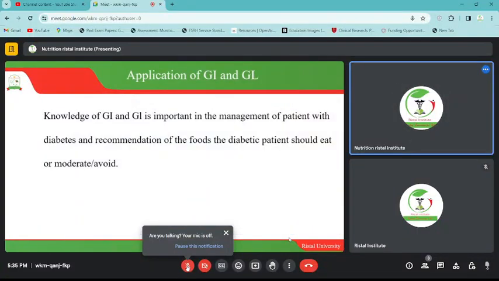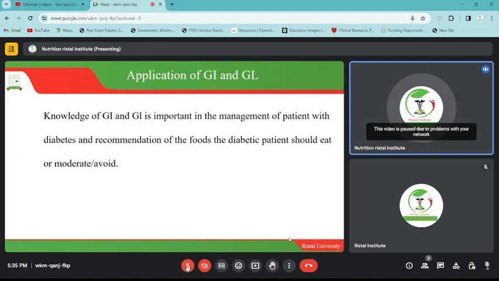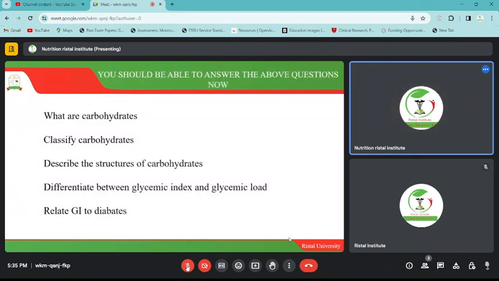So the applications are right here. Knowledge of the glycemic index, GI, and glycemic load is important in management of patients with diabetes, and in recommendation of the foods the diabetic patients should eat, moderate or avoid. What foods should you avoid? What should you moderate, or what can you consume freely without any problems?